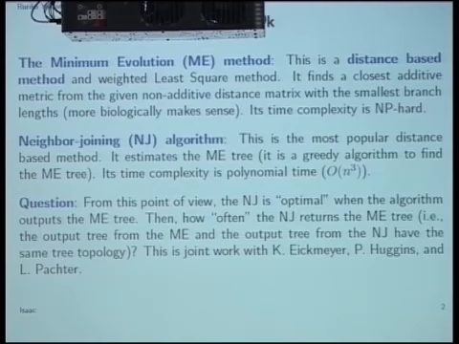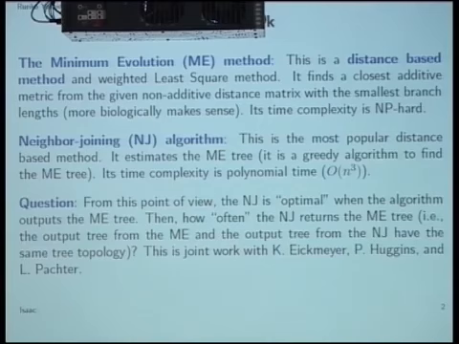Okay, so in the earlier talk, he explained the minimal evolution method in detail, and also that the neighbor joining method is a greedy algorithm to find the ME tree. The ME method has NP-hard time complexity. This is an NP-hard problem. And the neighbor joining method has polynomial time complexity. So this is a polynomial time algorithm. So it is very nice.